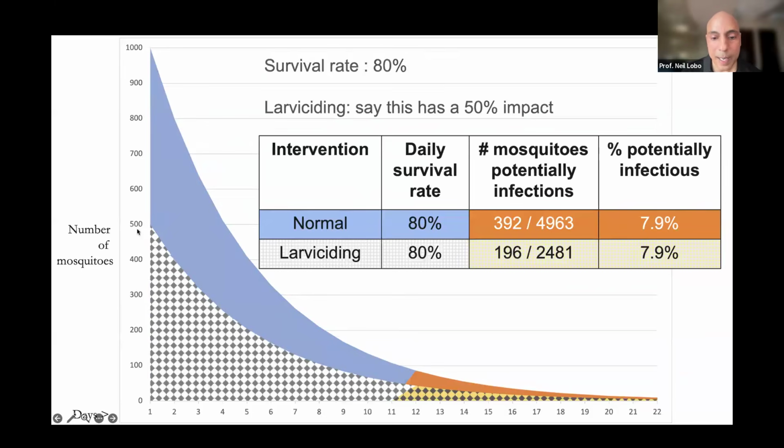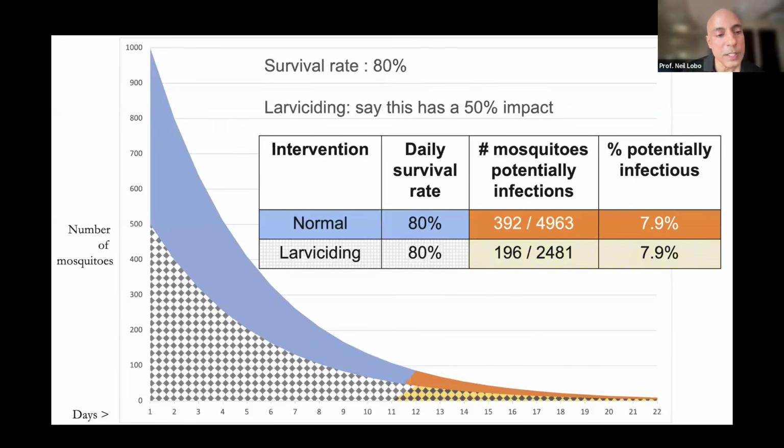And this is the checkerboard pattern. You can see there's no impact on adult survival because larviciding only impacts the larvae. And you can see that the proportion of infectious mosquitoes remains the same at about 8%, but the number of infectious mosquitoes gets reduced by the proportion of impact larviciding has, which is 50%. So the number of infectious mosquitoes goes down by half, but not 10 times like with adult interventions. I hope that made sense.